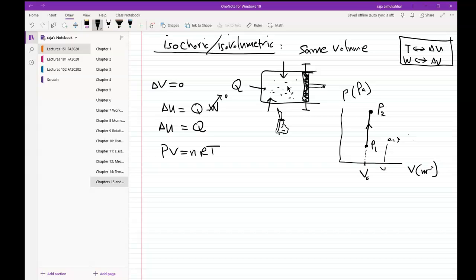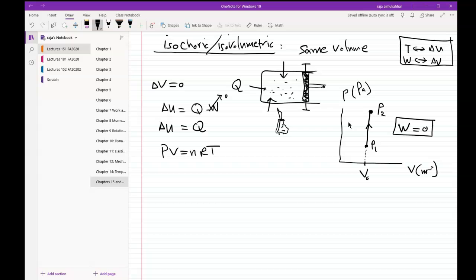I'm trying to erase it again. Let me stop the video and come back. So for an isovolumetric process, keep in mind that the work is equal to 0. You got it? Okay. Let's move on to the next process.